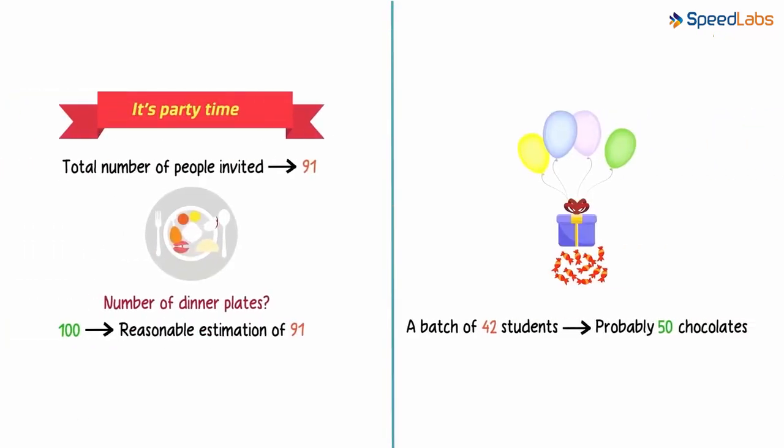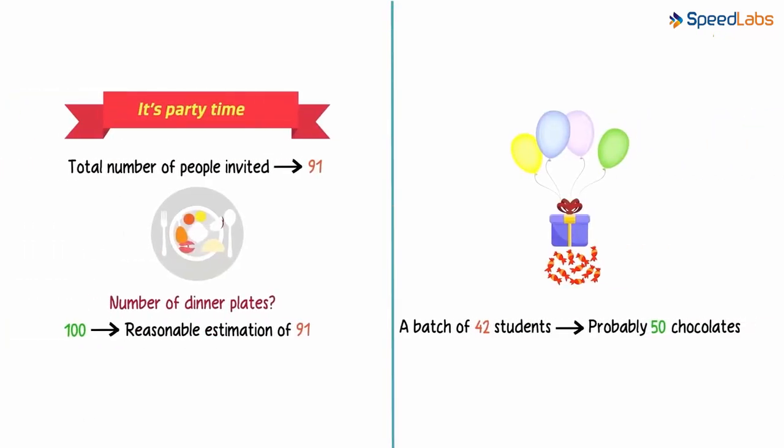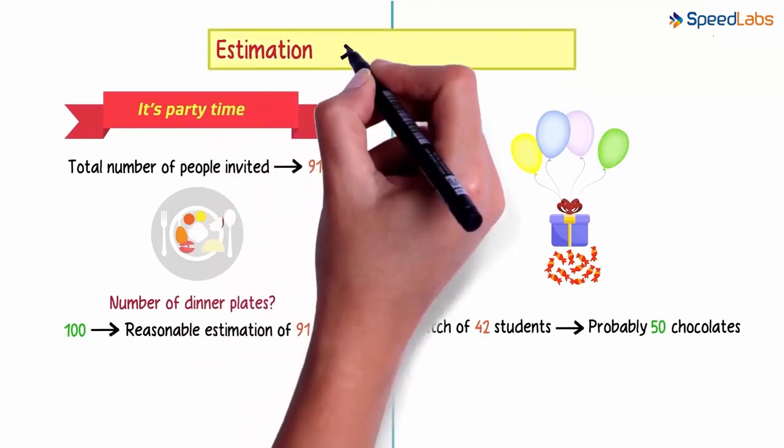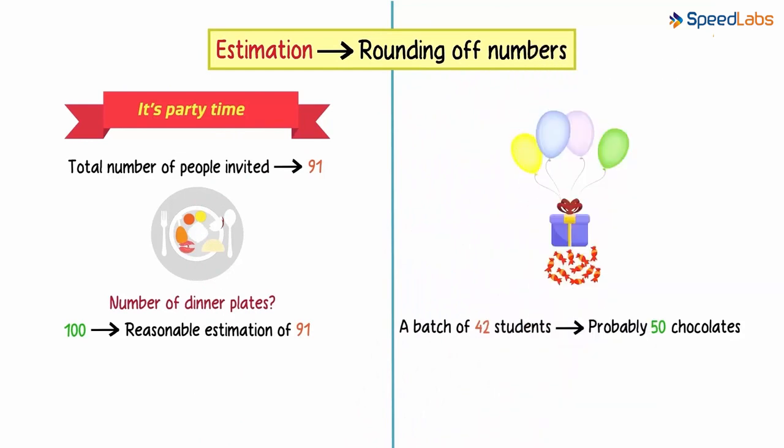In the previous video, we listed a few of the situations that we may come across in our life where we have to estimate numbers. We mostly estimate numbers by rounding them off. Now, I want you to understand something really well. Estimation solely depends on one thing. It depends on the number which is being estimated. It depends on what the number represents.